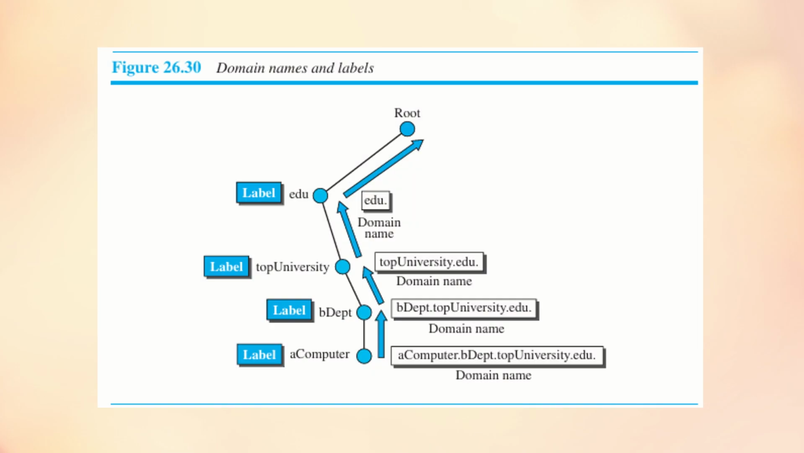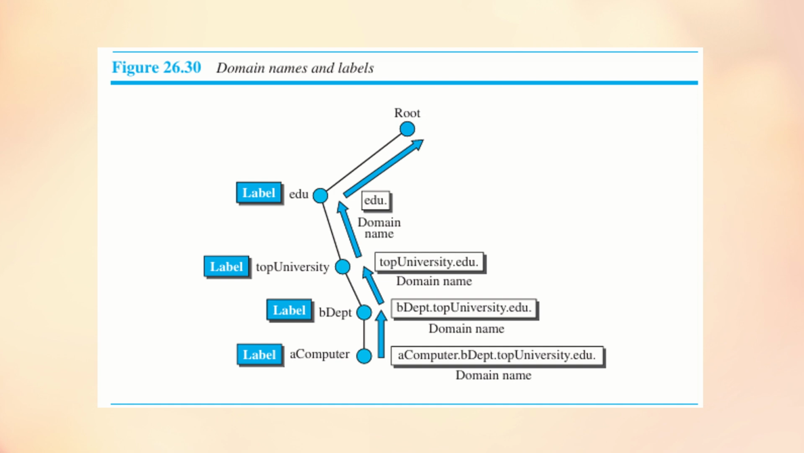Here, domain names and labels are shown. Usually, each node in the tree has a label, which is a string with a maximum of 63 characters. The root label is a null string, or an empty string, whereas DNS requires that children of a node, that is nodes that branch from the same node, have different labels, which guarantees the uniqueness of the domain names.